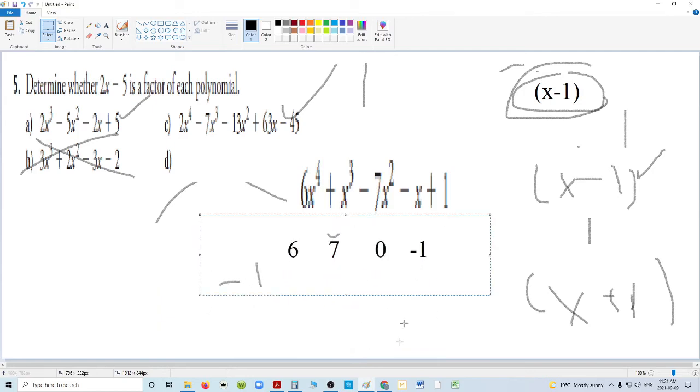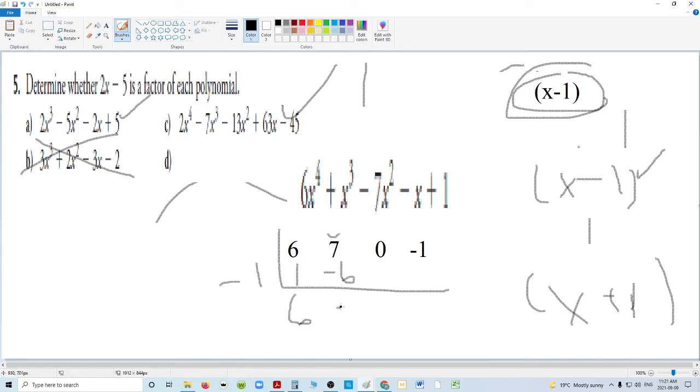Bring it up a bit. And I do the same synthetic division. I'm left with 6. 6 times minus 1 is minus 6. When I add them, I get 1. Minus 1 times minus 1 is minus 1. And when I add them, I get minus 1. This times that is 1.